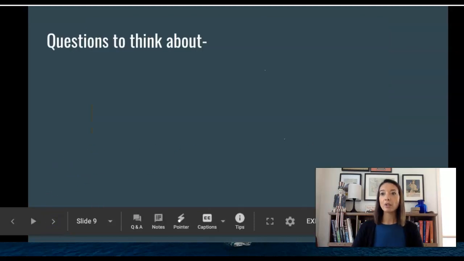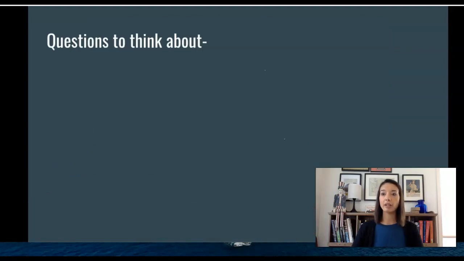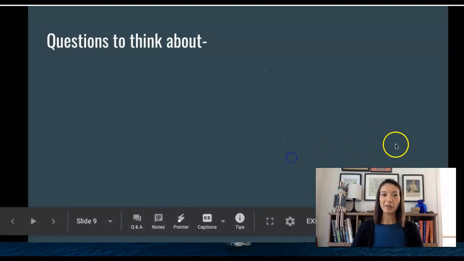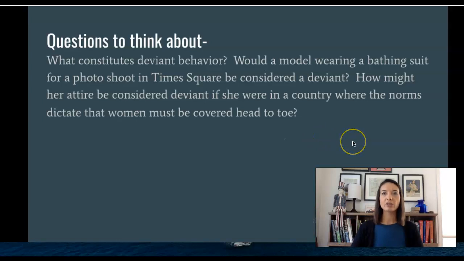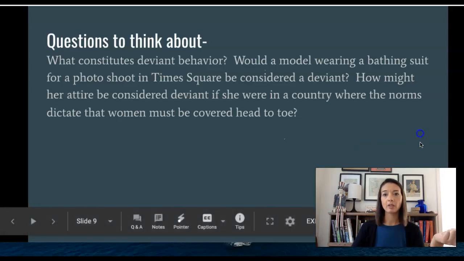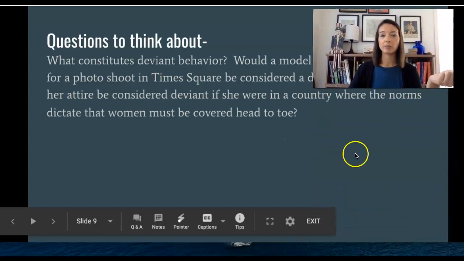Okay, now questions to think about regarding this last part. What constitutes deviant behavior? So let's take this situation. Would a model wearing a bathing suit for a photo shoot in Times Square, New York City, be considered deviant? How might her attire be considered deviant if she were in a country where the norms dictate that women must be covered head to toe? So think about this for a second, and then I've got some images for you.